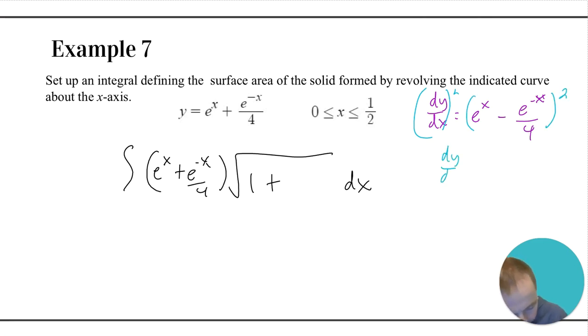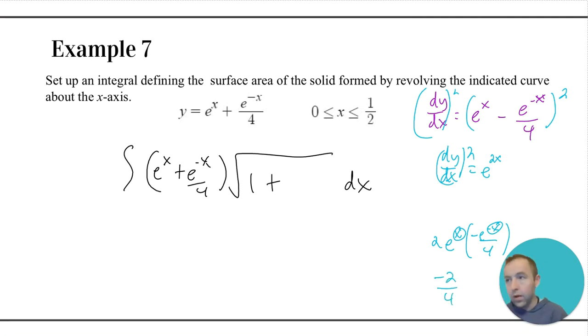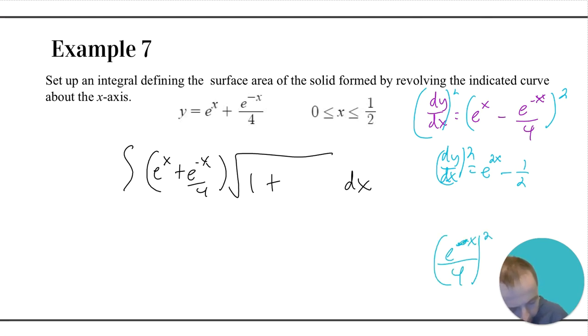So then (dy/dx) squared will be e to the x times e to the x, which is e to the 2x. And then you're going to have to do e to the x times negative e to the negative x over 4, and that's going to happen twice. The exponents add and become just 0, so it becomes negative 2 over 4 times 1, so just negative half. And then finally the last times the last would be e to the negative x over 4 squared, so it'd be e to the negative 2x over 16. So plus e to the negative 2x over 16, because the negative term gets squared.